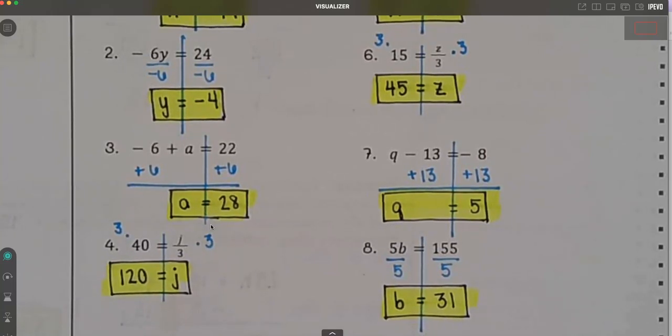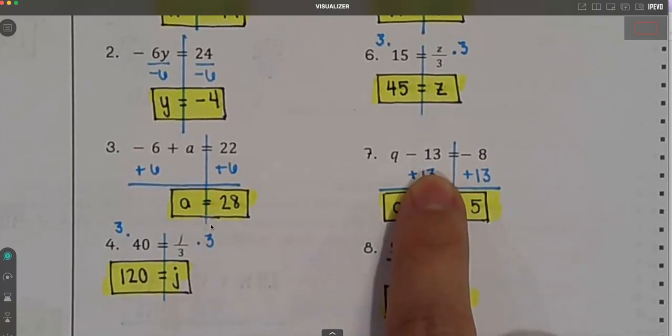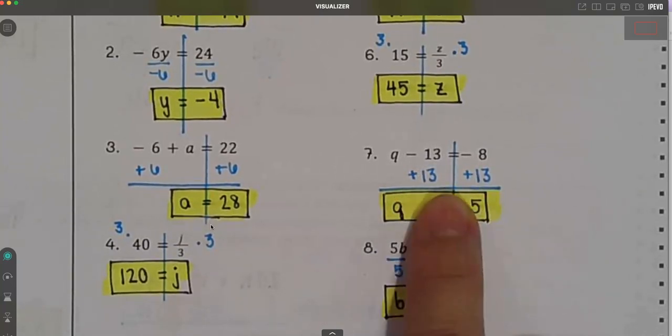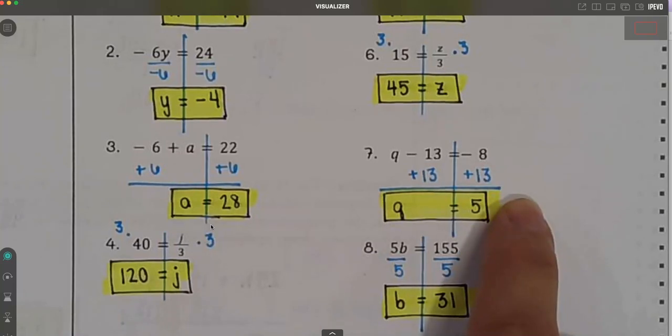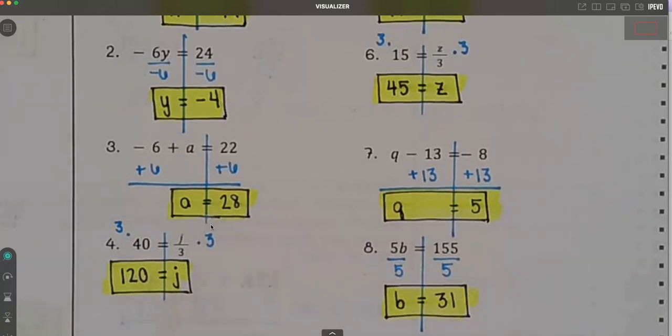Are there any questions? Why is 7 5? Okay, so I add 13 to both sides, right? What is negative 8 plus 13? 5, right? Oh, okay. All right, does anyone need more time with this section? You got it.